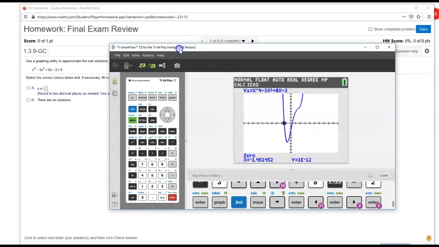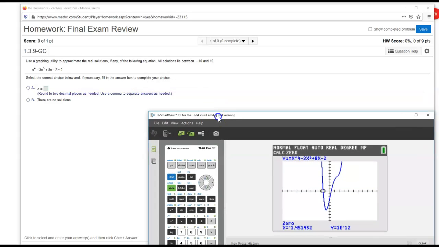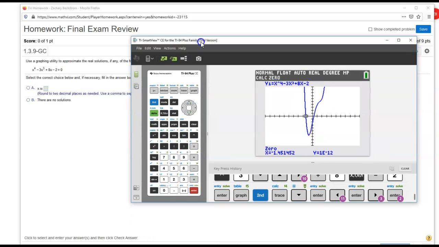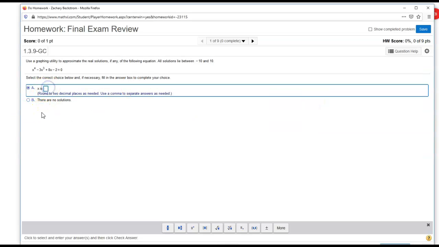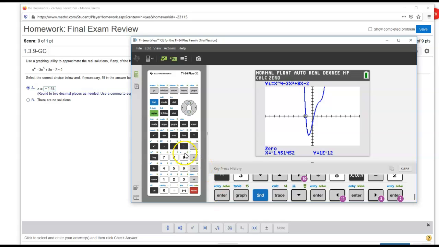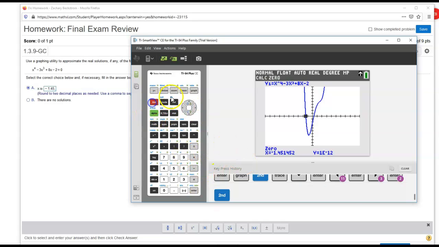-1.451452. It looks like it's probably irrational. And they tell us to round to 2 decimal places as needed. So my first one is going to be -1.45, and comma. And now we got to find that second one, so we're going to use the same process.